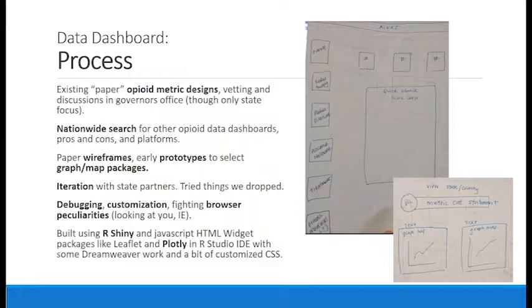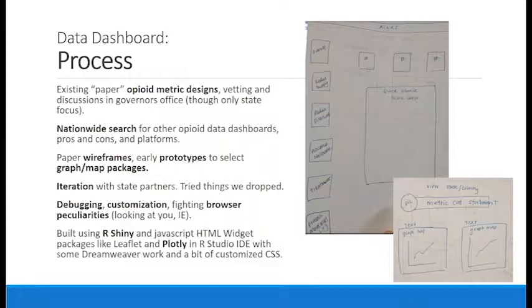The process was pretty lean, as you could imagine. We started with a bunch of paper opioid metric designs. We did a nationwide search for who else is building these things. A few in R Shiny, some in Tableau, some custom JavaScript work, totally customized. Some folks just put up tables. A lot of different variation, but about 30 or 40 different states have something.